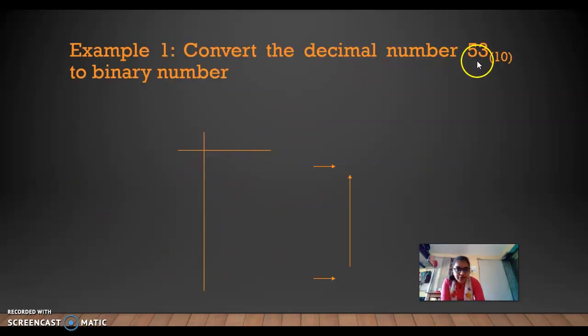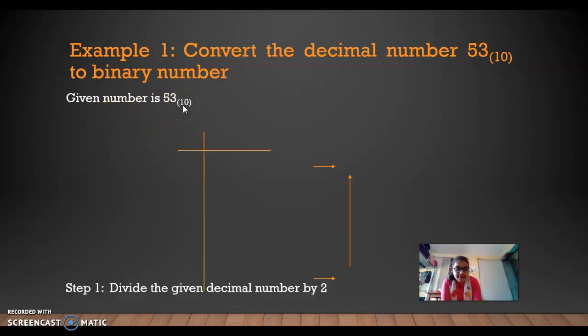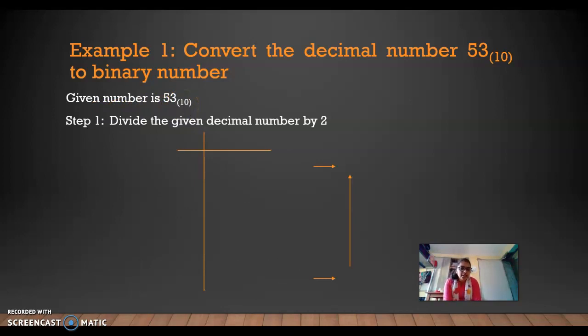Convert the decimal number 53 base 10 to a binary number. What is the given decimal number here? 53 base 10. What is our first step? Divide the given decimal number by 2. Start dividing it. 2 26s are 52. Remainder is 1. Make the first remainder the LSB.